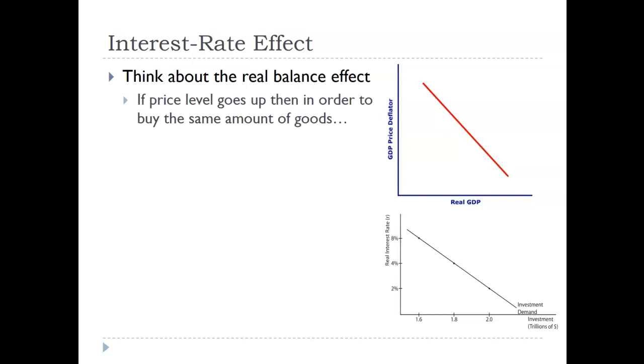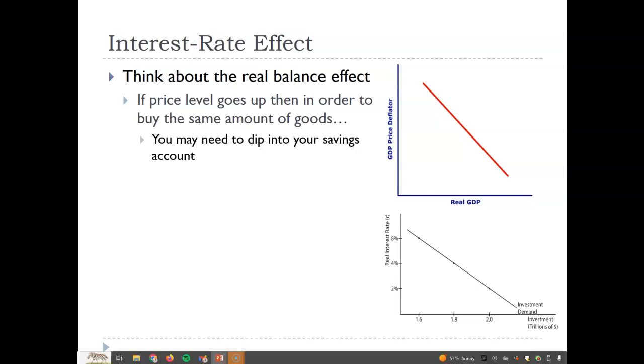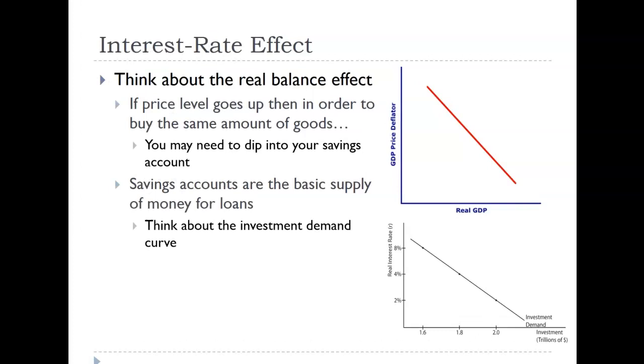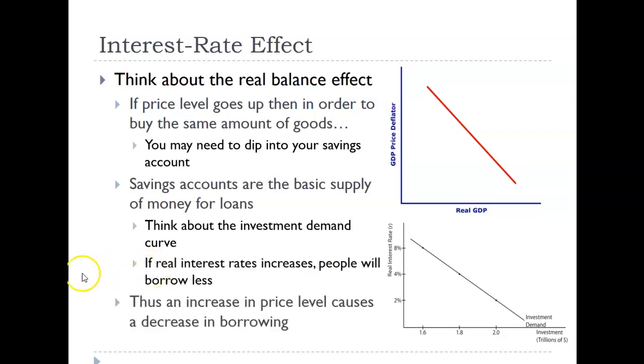So let's think about the real balance effect. If the price level goes up, then in order to buy the same amount of goods, you're going to have to dip into your savings accounts, right? And we'll find in the banking sector that savings accounts are the basic supply of money for loans. So think about that investment demand curve. If real interest rates increase, people will borrow less money. That's based on the investment demand curve. So let's go back. If there's an increase in the price level, people dip into their savings accounts, so less money is available to the banks, so they're going to increase their interest rates. What does that mean? If interest rates increase, people spend less money.